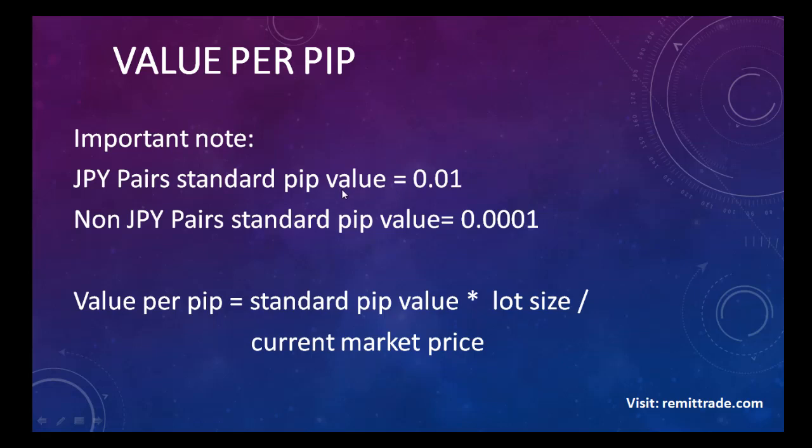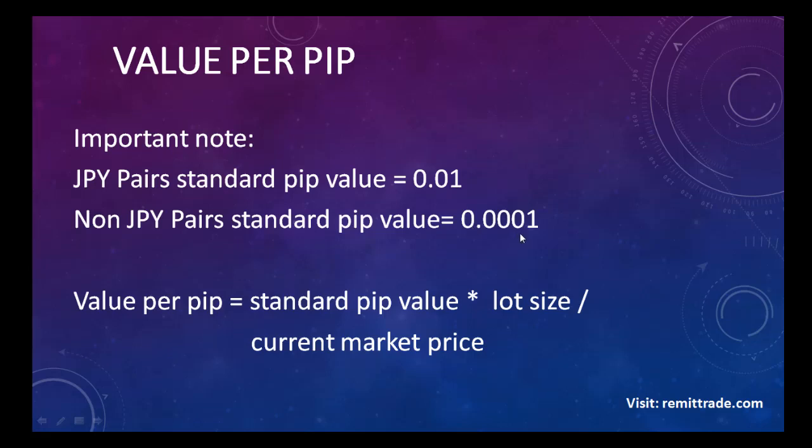So there are standards when you want to do your value per PIP calculation. And the standard is this. For JPY pairs, the standard that you will use in the calculation is 0.01. Very important. You have to take note of this number, 0.01. So anytime you want to do your PIP calculation and you see JPY in that particular pair, this is the standard you will use, 0.01. Now, for non-JPY pairs, the standard is 0.0001.